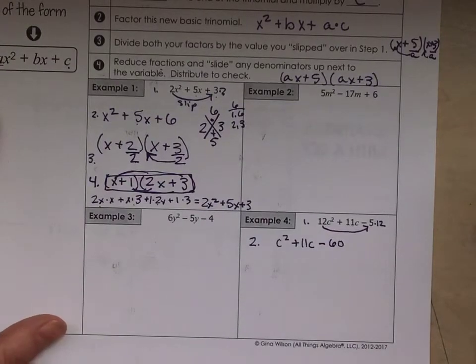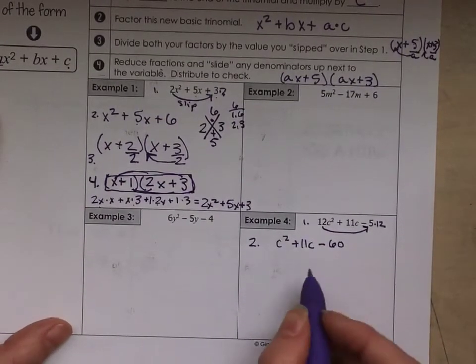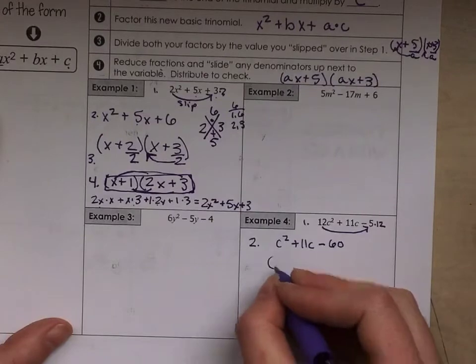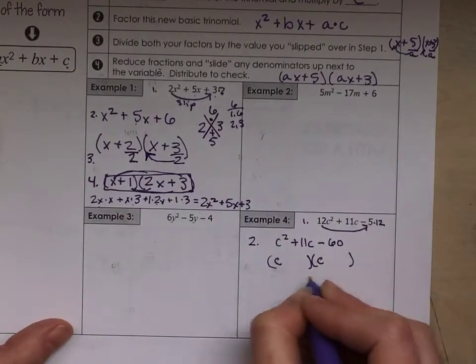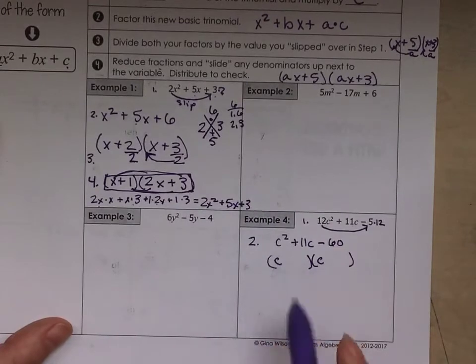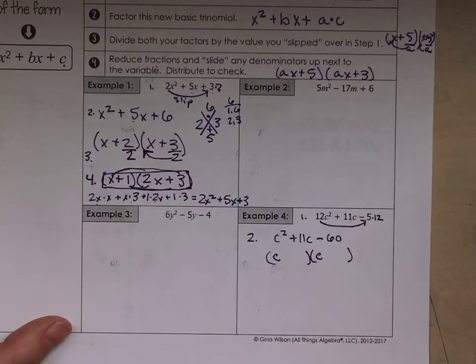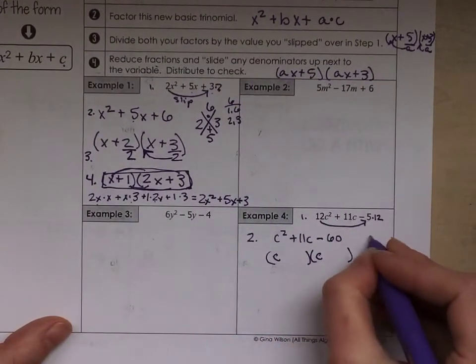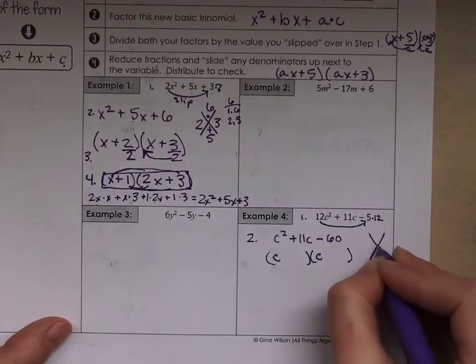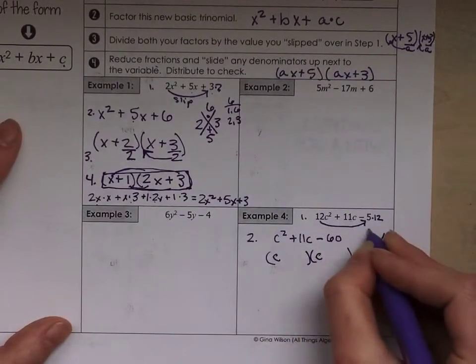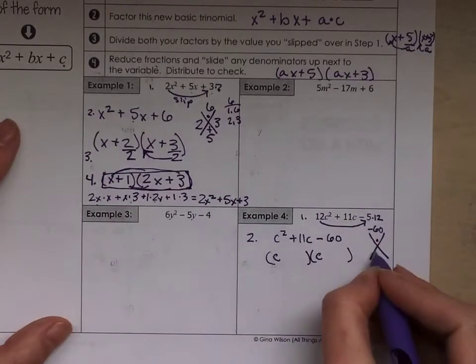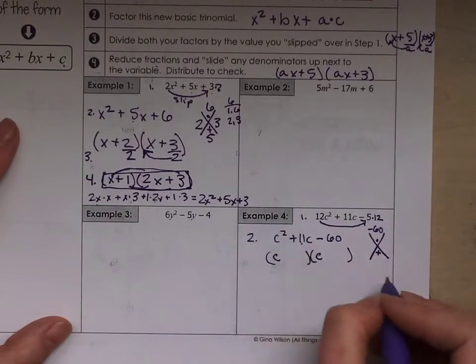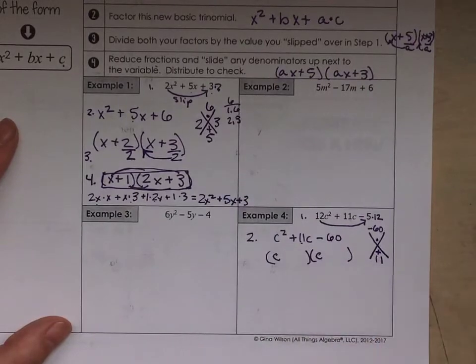So now what I need to do is figure out what these factors would be if I were to factor this like our normal trinomials. I would fill in my parentheses with c and c. I have those two variables that I can fill in. And I'm going to set up my x method. I'm going to multiply to get the last number, negative 60. Don't forget to take the negative sign with it. And I'm going to add to get my middle coefficient, that 11.